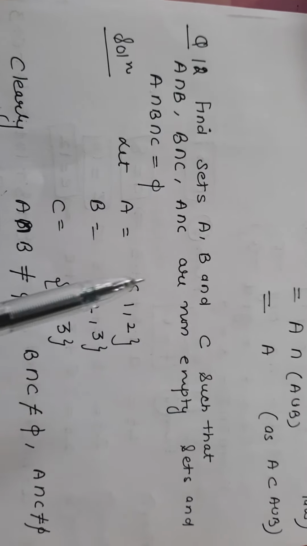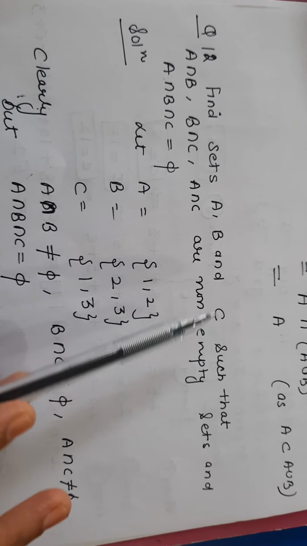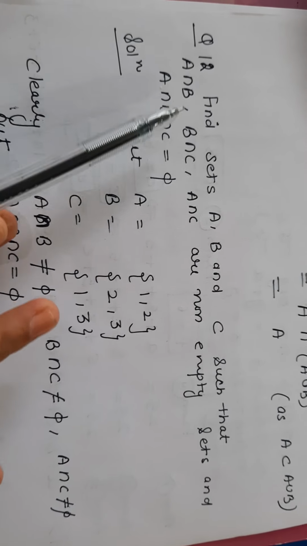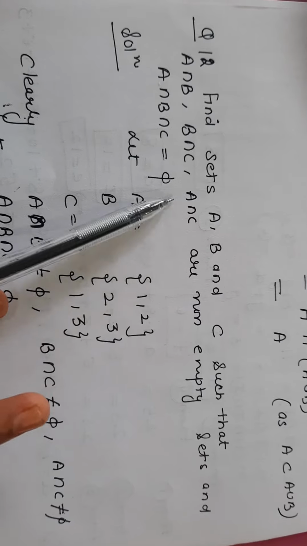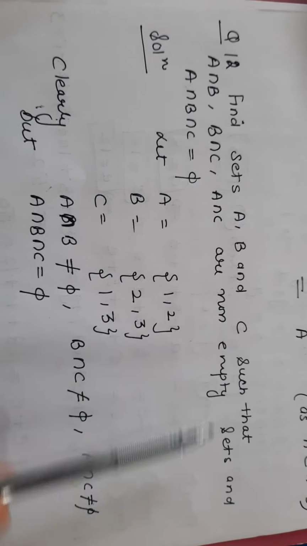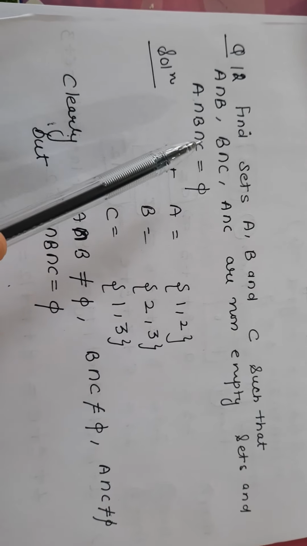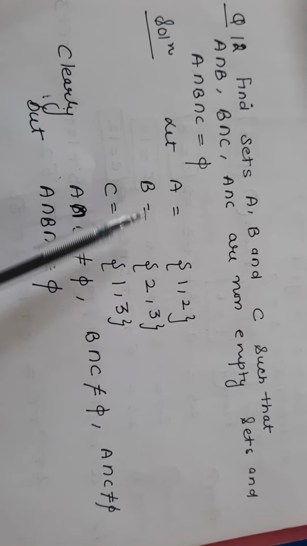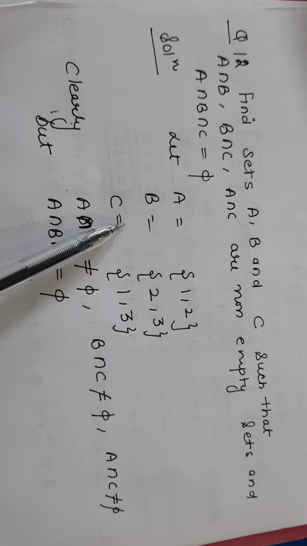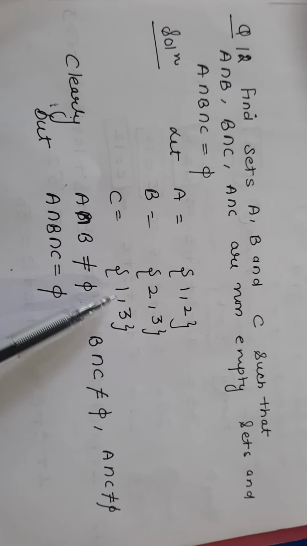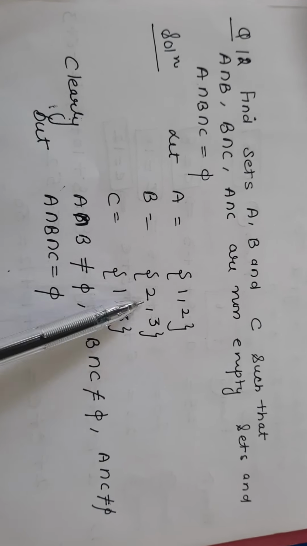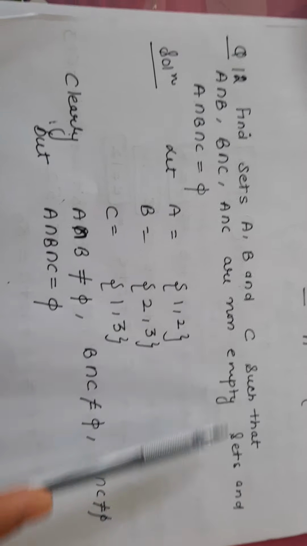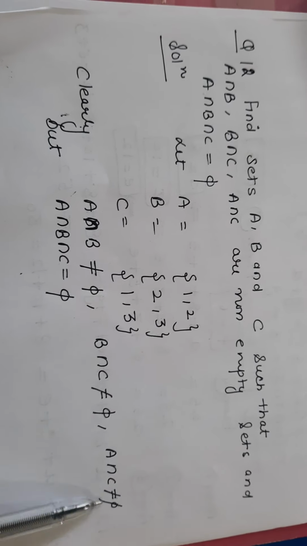Next, question number 12. Write 3 sets A, B, C such that A intersection B, B intersection C, A intersection C, they are non-empty and A intersection B intersection C is empty. Let A is 1, 2. Then take B is 2, 3. Now write C in such a way that it has one element from this set and one from this, such that their pairwise intersection is not empty.